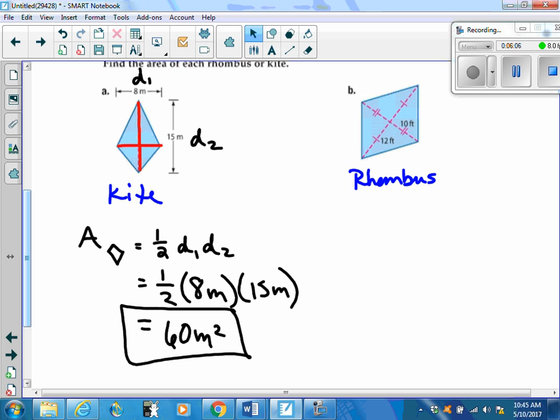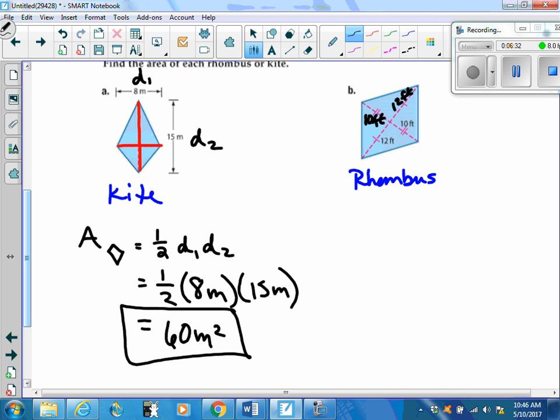And for this one, they show us that the diagonals are bisecting each other there, and they don't give us the complete diagonal. They only give us half of that. So I have 12, and then the other portion of that diagonal is also 12. And so I'll call that diagonal 1. And diagonal 2, then we're given half of it is 10, so the other half is also 10 feet.